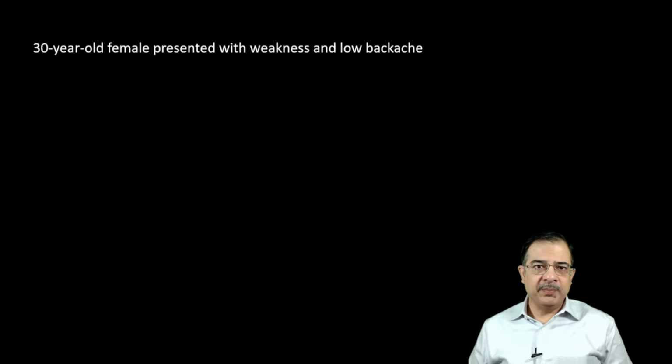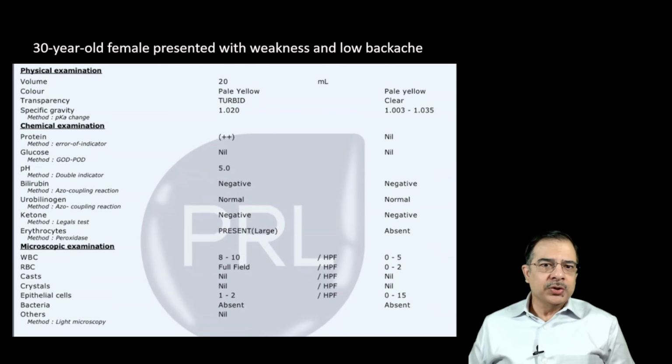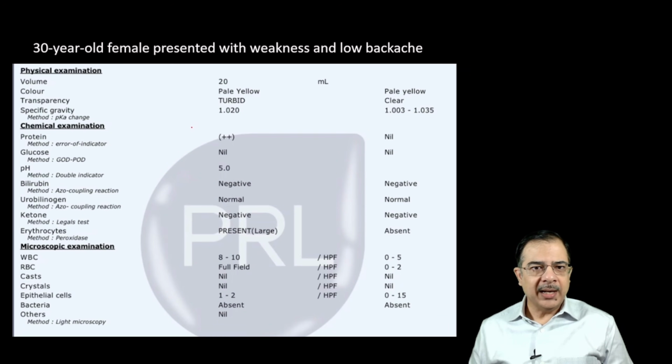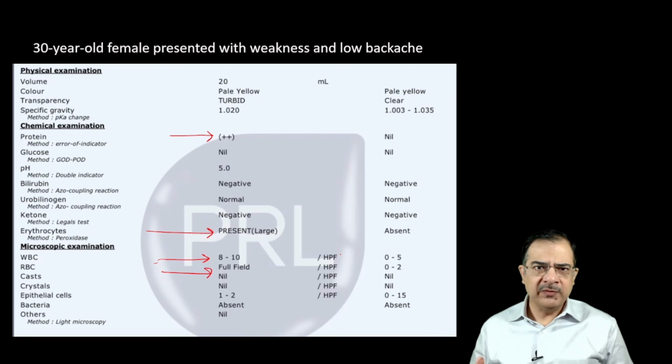Now this is an important clinical scenario. A 30-year-old female presents with weakness and low backache. When we did the analysis, proteinuria 2 plus is present. RBCs are in large number, WBCs are positive. So first we think of whether it is due to the menstrual cycle. The patient is 30 years old. No, the patient was not having a menstrual cycle. The patient does not have any urine frequency.